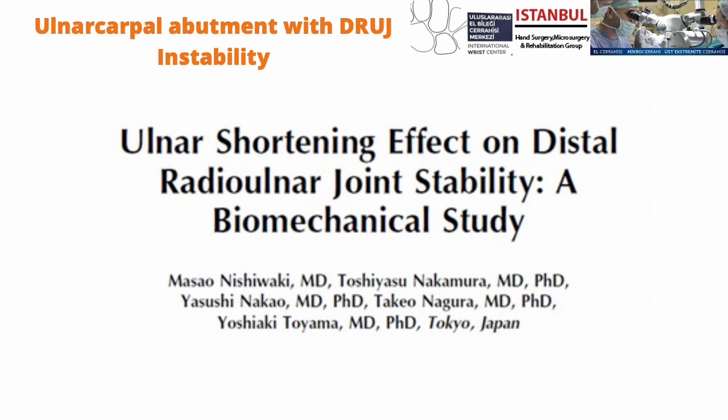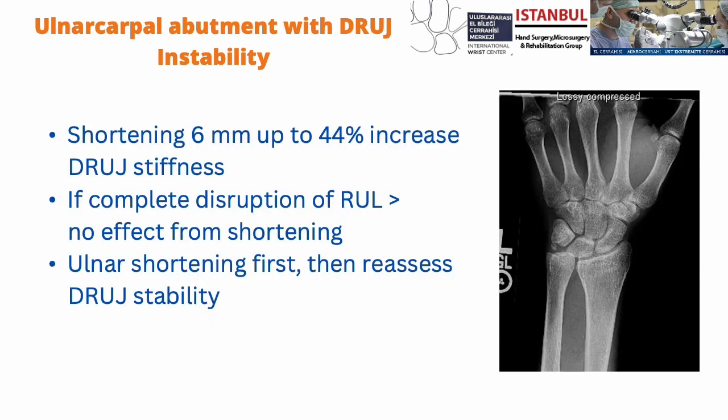In the case of ulnar carpal abutment with DRUJ instability, a biomechanical study by Masao Nishiwaki showed that shortening 6 mm up to 44% may increase DRUJ stiffness and stability. However, if there is complete disruption of the radioulnar ligament, ulnar shortening osteotomy may be unaffected. Ulnar shortening can be done first, then DRUJ stability reassessed.